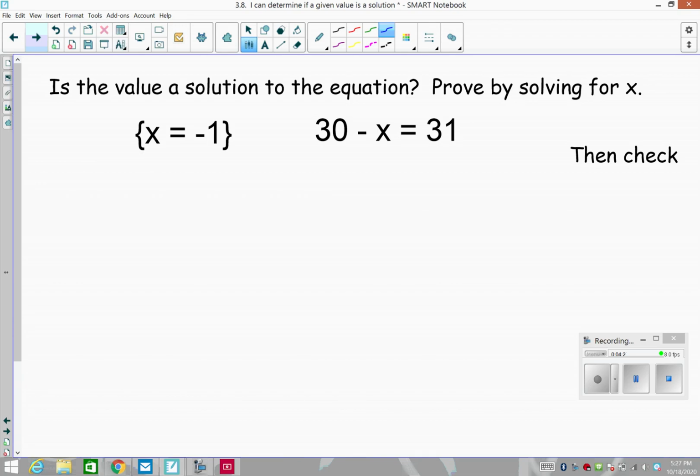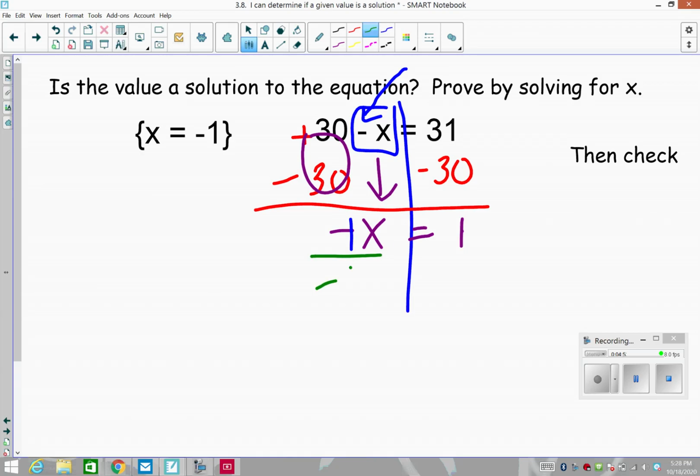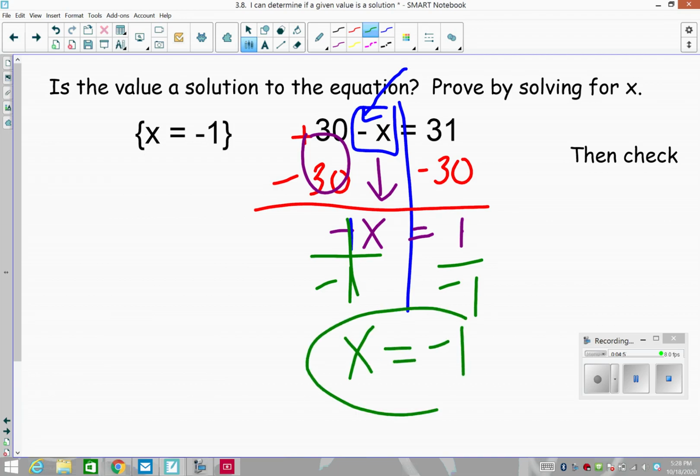All right. Prove by solving for x. Is -1 the solution? Cool. Build house, build fence, clean yard. Now make sure you attach that sign to that x because it's the jersey. This is positive 30, so I'm going to subtract 30, copy, paste. So we're left with negative x equals 1. Now this is really a -1 sitting on the outside. So to isolate, we're going to divide both sides by -1. So we get x equals -1, which is what we think the problem is.